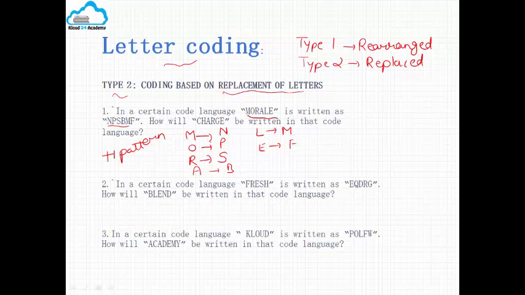So after M, what comes? N. After O, it's P. R, S, A, B, L, M, E, F. So this is the +1 pattern. So how will we write CHARGE?